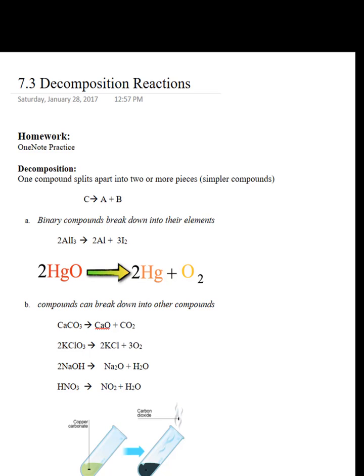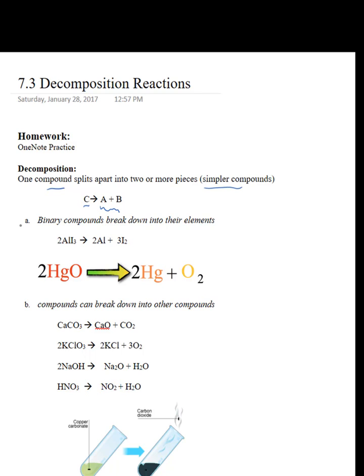In this lesson, we'll look at decomposition reactions. A decomposition reaction is one where one compound splits apart into two or more pieces, or simpler compounds or elements. So in general, if you have a compound C, it will break apart into different pieces, such as A and B. Now, most of the examples that we're looking at today are going to have one thing breaking up into two pieces, but that's not always the case for all decomposition reactions that exist.